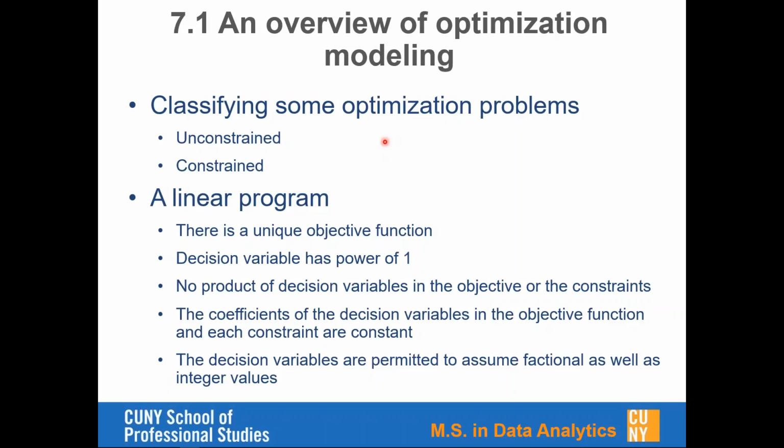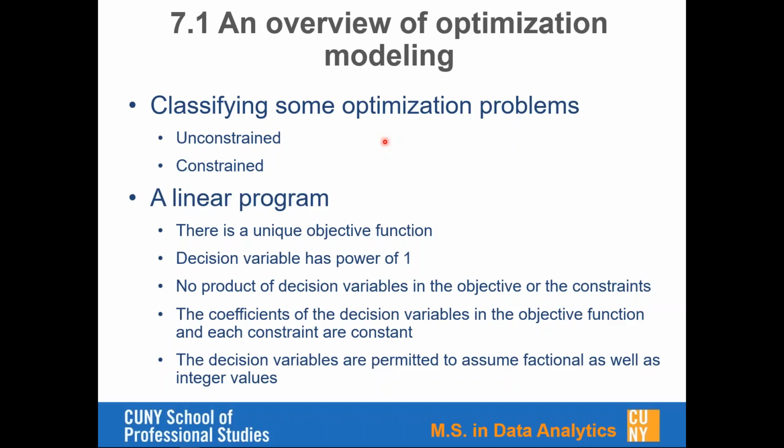A linear program, number one, has a unique objective function. Decision variables have a power of 1. So if you have x1 and x2, you don't want a function form of x1 times x2. If that happens, then the decision variable doesn't have a power of 1, because the function itself becomes quadratic if you use x1 times x2 in your objective function.